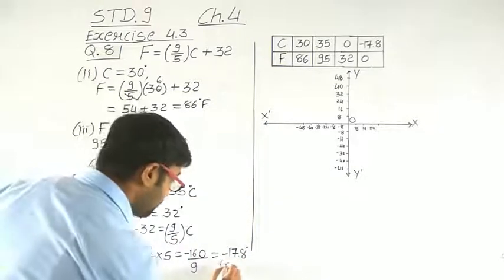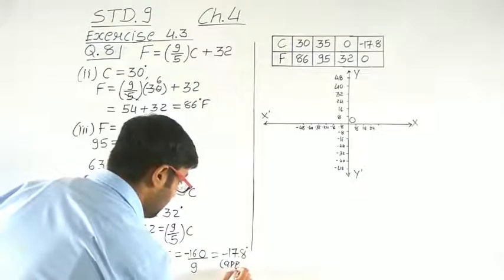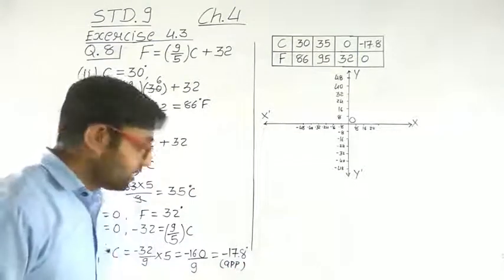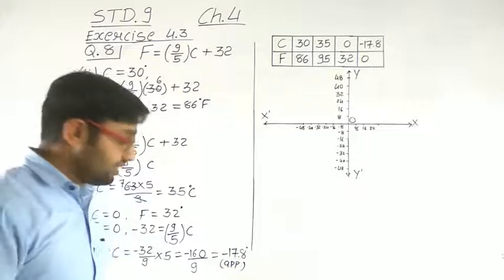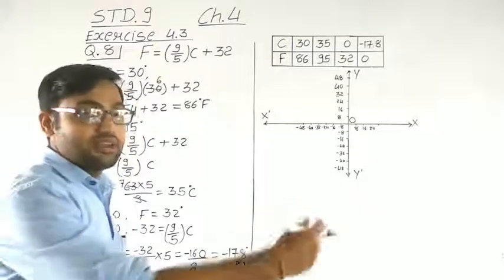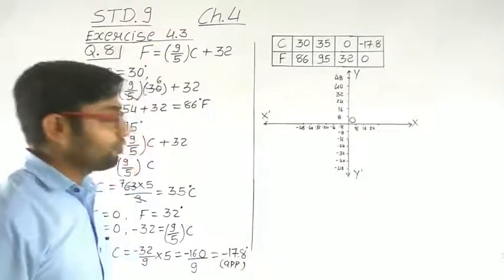This is an approximate value, not the correct value, right? Because the denominator is 9, and when the denominator is 9, the division is always non-terminating. So this is the approximate.